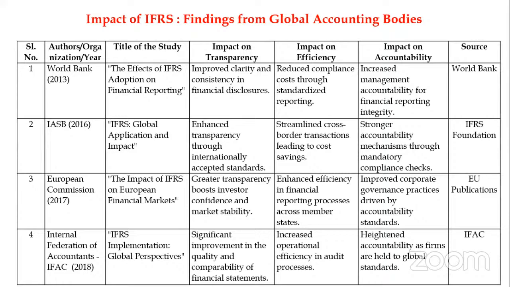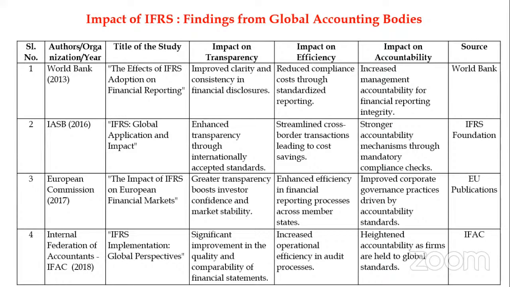The name of the paper was IFRS Global Application and Impact. Even they also agreed that transparency got enhanced because of the internationally accepted accounting standards. Again, cross-border listing was there, and because of the cross-border listing, the cost of preparing financial statements came down. Again, they agreed it has enhanced accountability, a stronger accountability mechanism through mandatory compliance checks.